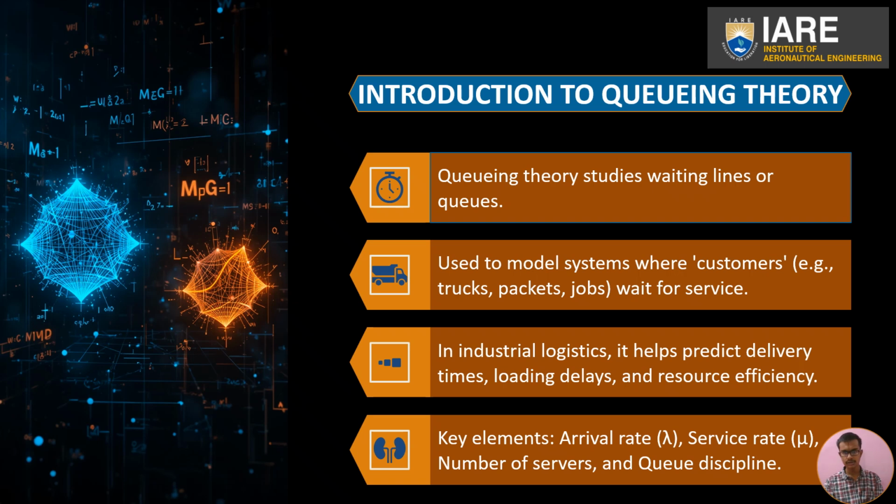It's used to model systems where customers wait for service. For example, trucks, packets, jobs, or even people. In industrial logistics, queuing theory helps to predict delivery times, loading delays, and resource efficiency. The key elements of queuing theory are arrival rate, which is denoted by lambda, service rate, which is denoted by mu, number of servers, and queue discipline.